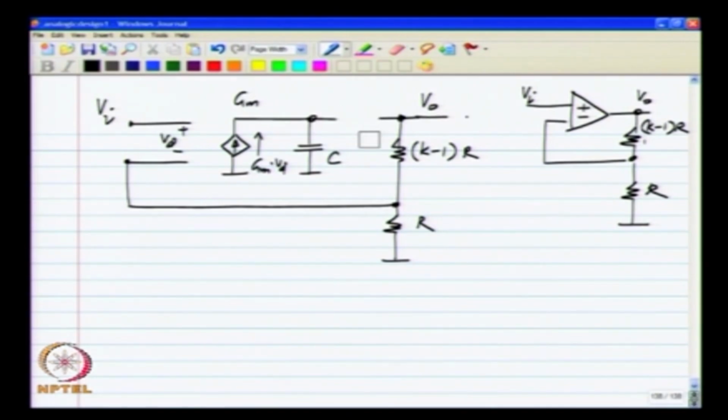So, we need to insert a buffer here, which I will denote like this. This means that the voltage here is exactly the same as the voltage there, and this can drive a load, this can supply any current that is needed by the load.